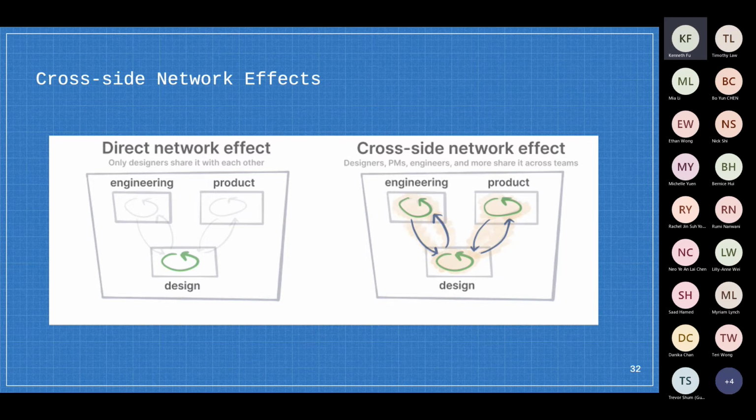Figma's direct network effect among designers helped it grow early on, but has limits on its ability to help Figma spread. The set of designers that a designer works with directly is a limited set, and unlikely to change often. On the left-hand side, you can see the direct network effect. It really only spreads within designers and can't really spread very far. But with Figma's cross-side network effect, it offers an additional vector.